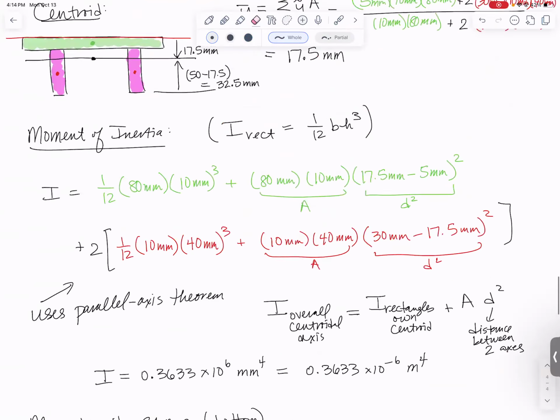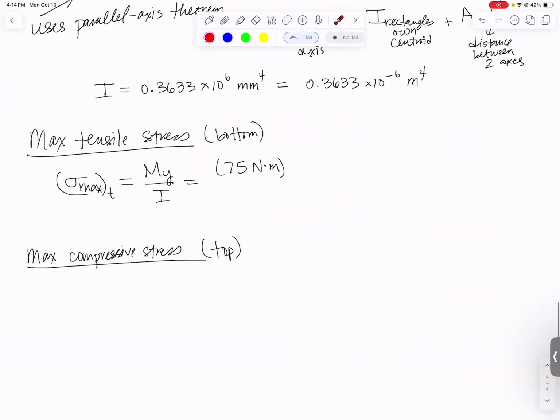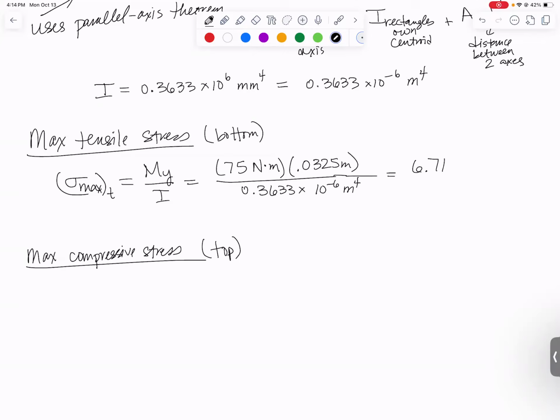We're doing max tensile stress, which is at the bottom. To get to the bottom, we want to go from the centroid all the way down to the very bottom, where our stress is maximum. That distance is 32.5 millimeters. So plug in 0.0325 meters, and then the moment of inertia we just found, 0.3633 times 10 to the minus 6 meters to the fourth. We calculate it straight out of my calculator. I get 6.71 times 10 to the sixth newtons per square meter. That's a megapascal. So 6.71 megapascals, and it should be positive because it is tension.